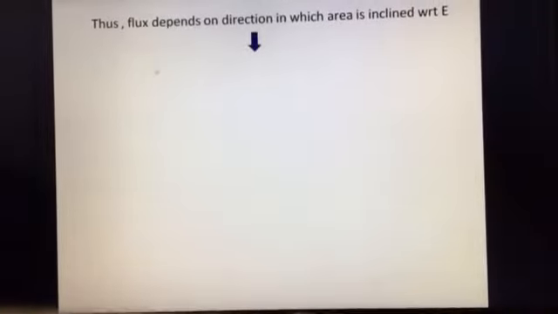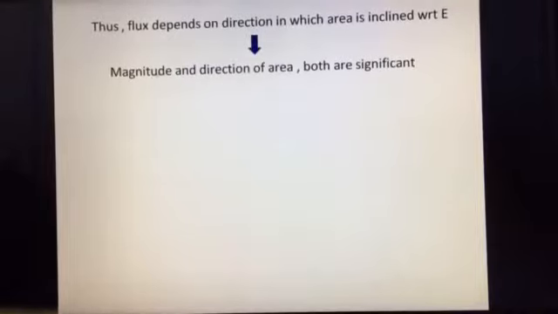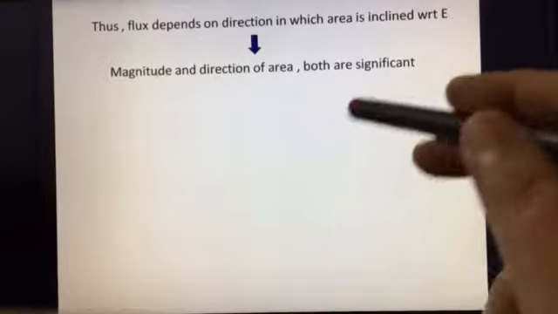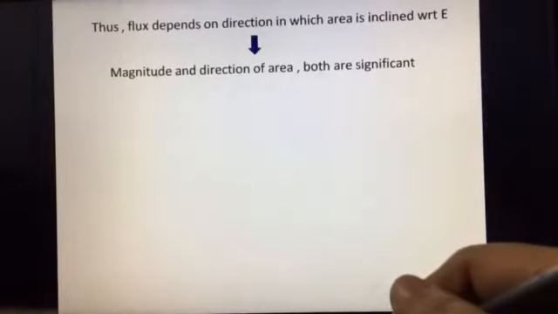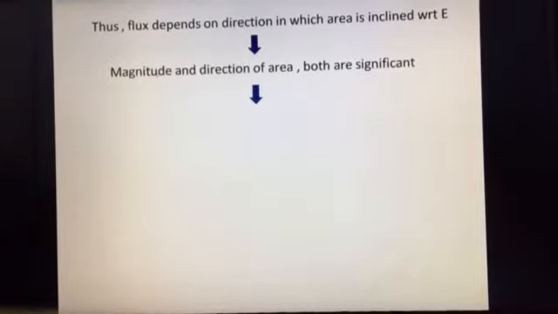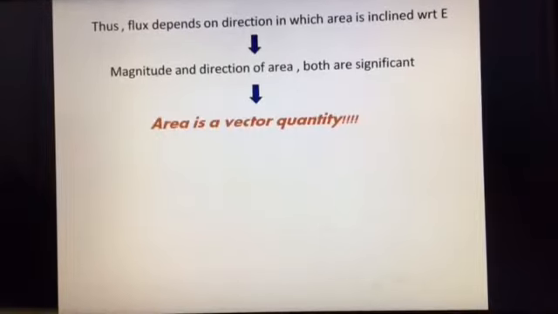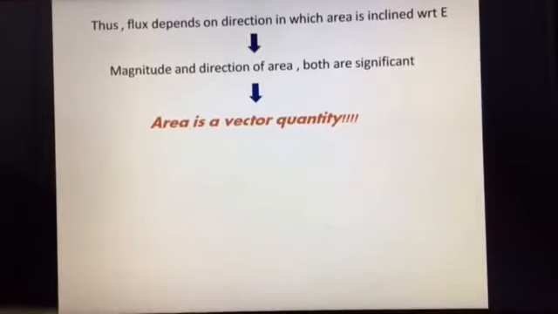We saw that flux depends on the direction in which the area is inclined with respect to E. What does that mean? In case of the small area that we were considering, the magnitude of the area and the direction of the area, both are significant. What does this tell us? This tells us a very important thing, that area is a vector quantity.